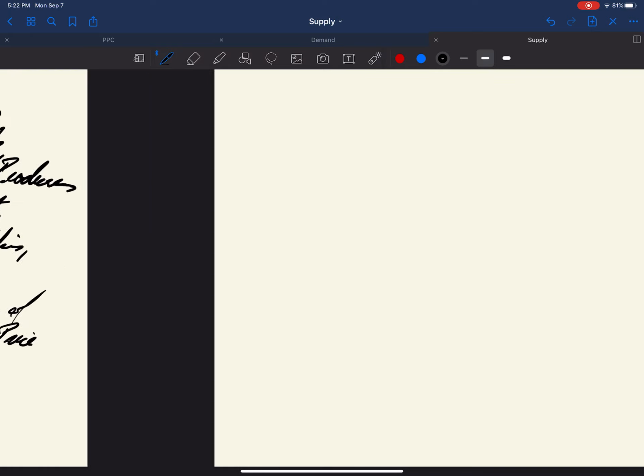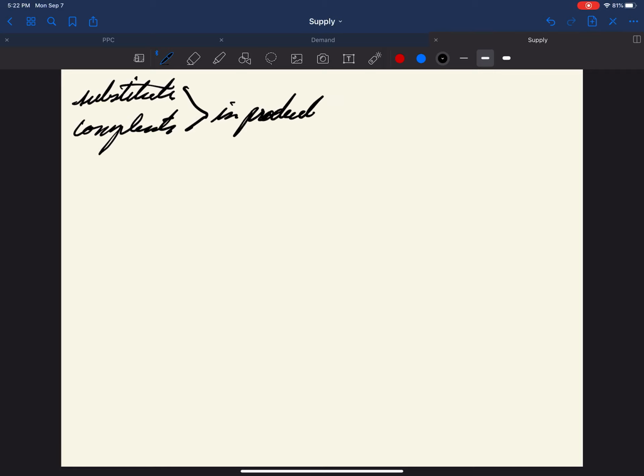Other goods is the substitutes and complements problem all over again. Again, you need two graphs to solve this. But the key difference here is the term in production. What we're saying here is that a substitute is a good that replaces another good in the course of production. Complements are goods that are made together in the course of production. All right, that's what substitutes and complements in production are.